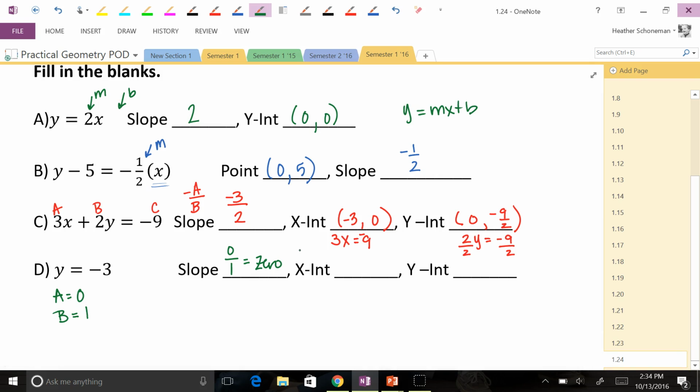The x-intercept is when y goes away. Well, if y goes away, that left side of the equation is blank, so we have to put something there. So we get 0 equals negative 3, but that's not possible. So the x-intercept is none. The y-intercept is when x is gone. Well, x is gone, and we know that y equals negative 3, so my y-intercept is 0, negative 3.